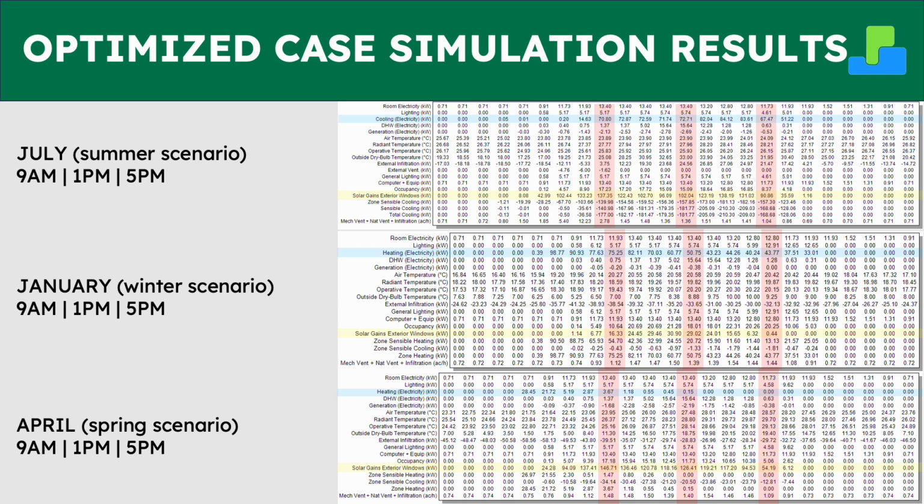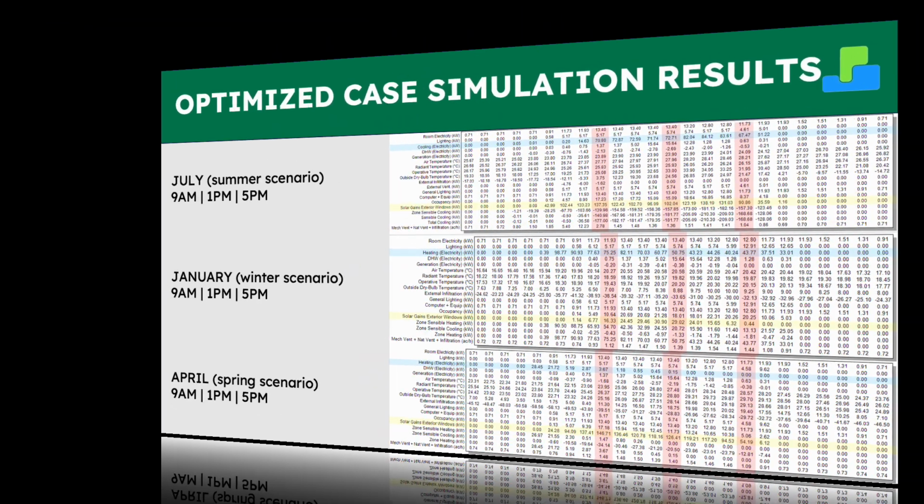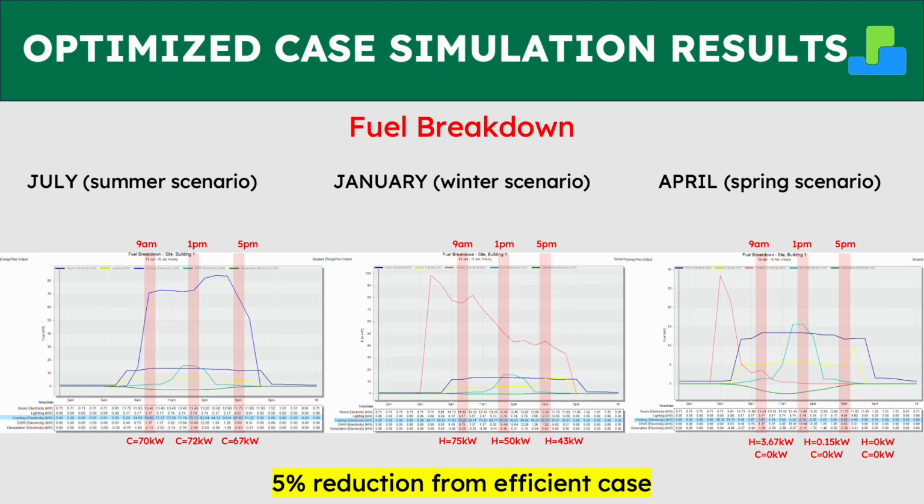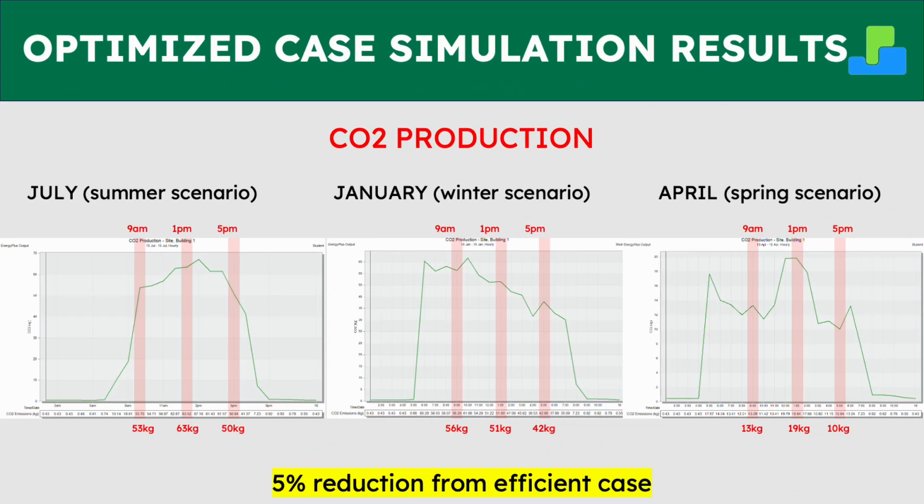Generally, the optimized case analysis shows improvements starting 5% onwards between all 3 months for the solar gains, cooling and heating electricity, as well as the CO2 production. The fuel breakdown results show 5% reduction from the efficient case results, as well as the CO2 production results have decreased by 5%.